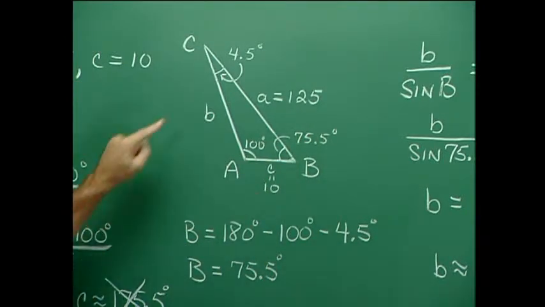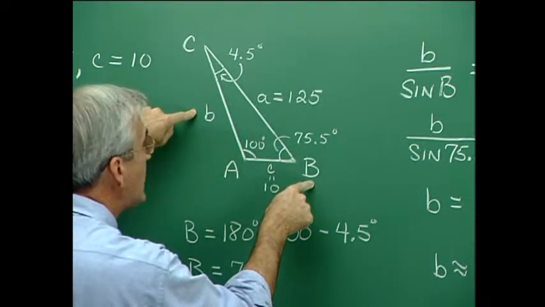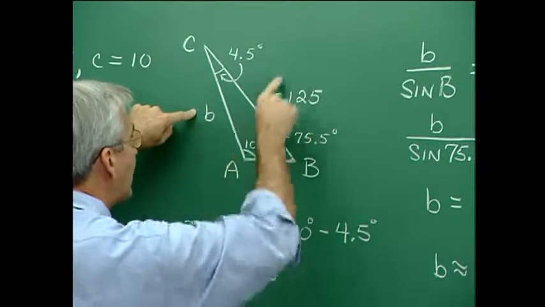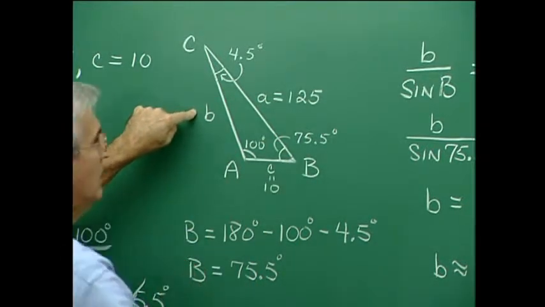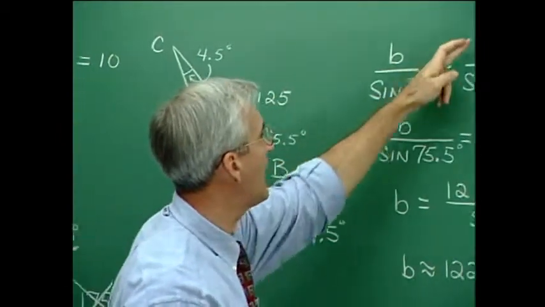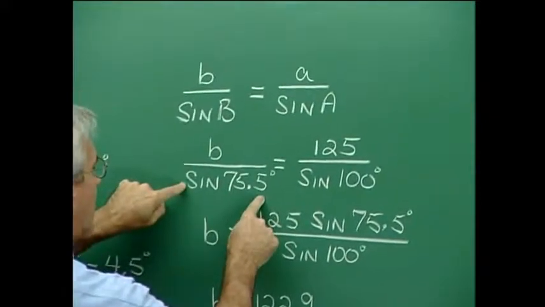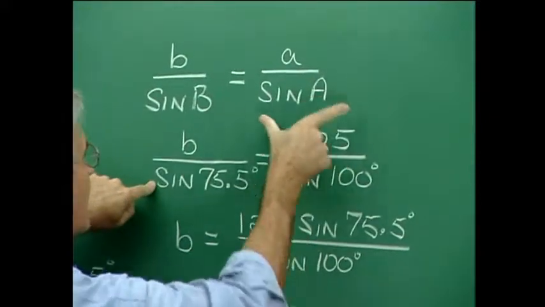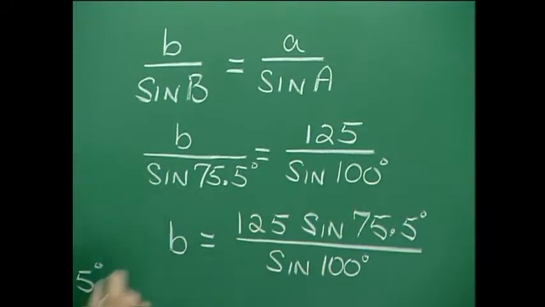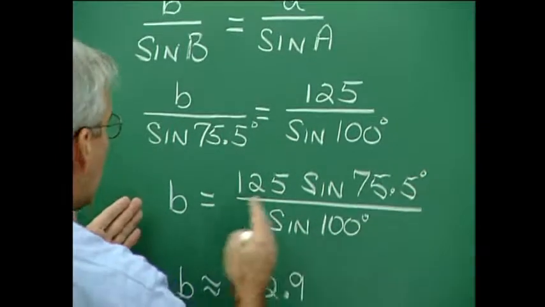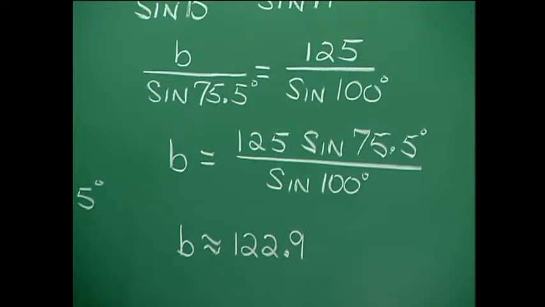And away we go to find side B. Well, let's see, it's going to be B over sine B, and then given information involving the A's. So side A over the sine of angle A. So it's B over sine B equals A over sine A. Sine of B we found to be 75.5, A is 125, and sine of angle A is the sine of 100 degrees. Multiplying by 75.5 on both sides, we get this, and we find B to be approximately 122.9.